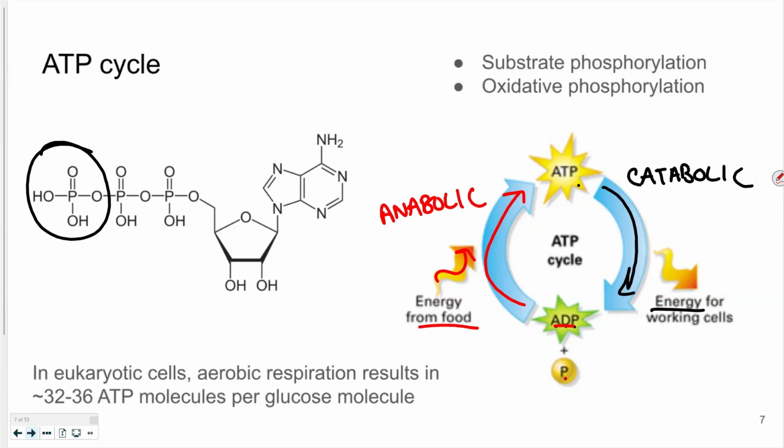So this whole chapter is about all the steps that are hiding underneath this arrow. In most eukaryotic cells, aerobic respiration is going to generate 32 to 36 ATP molecules throughout this process that we're about to talk about.